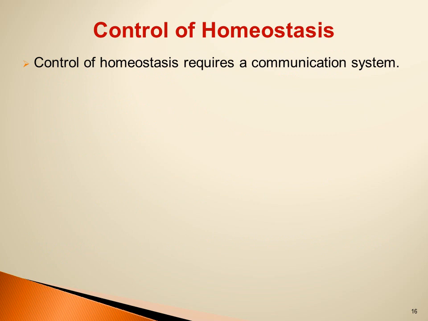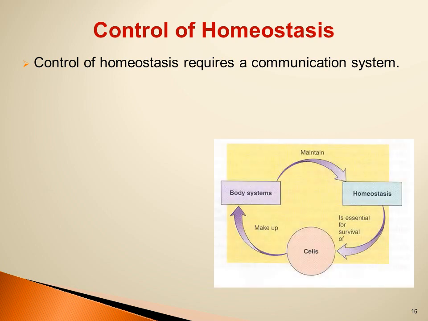Control of homeostasis requires a communication system. Fortunately, the body systems, as we see in this figure, will maintain homeostasis, and this homeostasis is essential for the survival of the cells that make up the body system. So the homeostasis that is contributed by the cells of different organ systems will help to maintain the function of these cells.